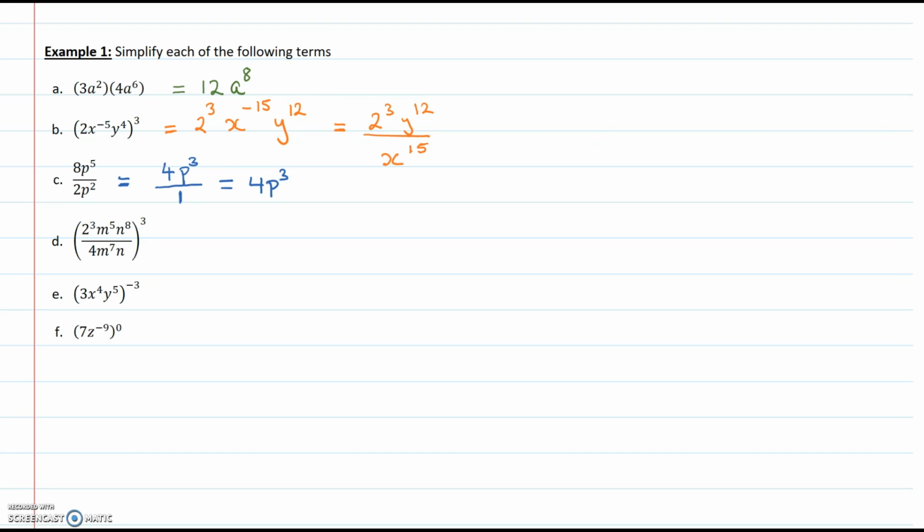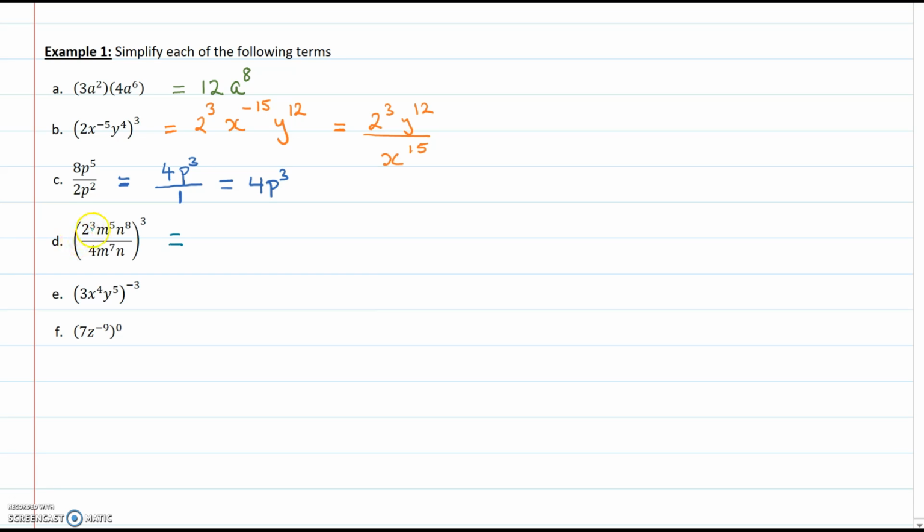Right, part D. And we have 2 to the power of 3, m to the power of 5, n to the power of 8, all over 4, m to the power of 7 n, and that is all going to be cubed. So in this case, what I would probably suggest is that we apply the 3 to every particular item in here.